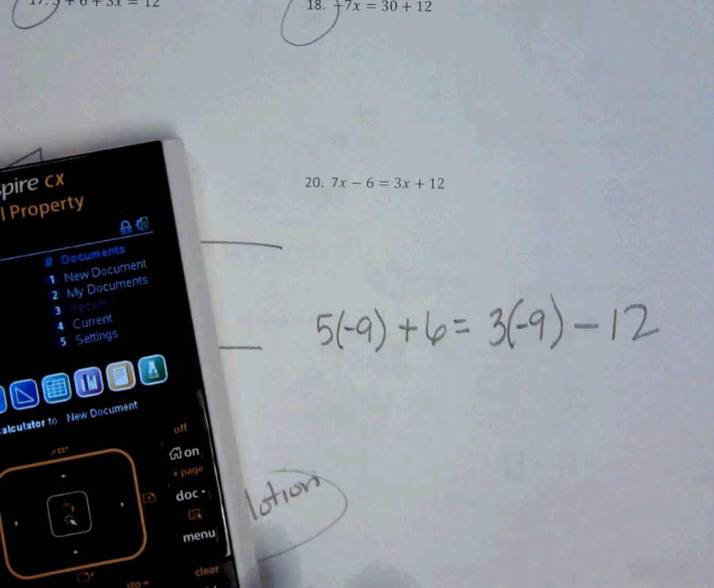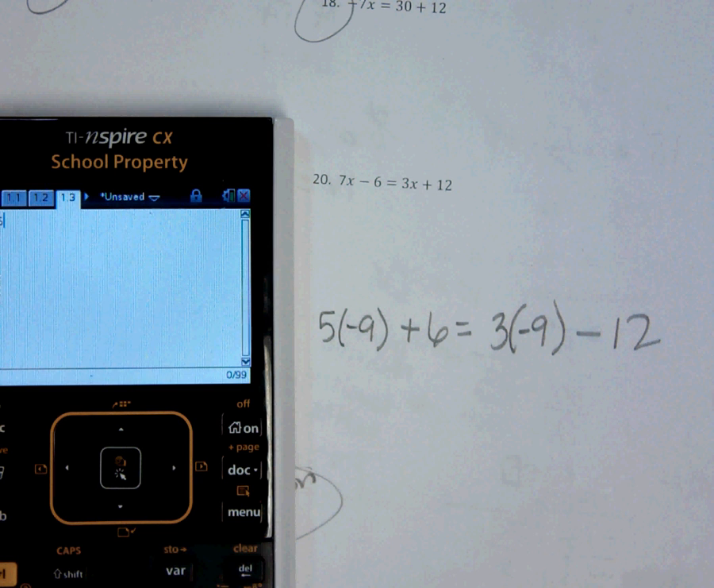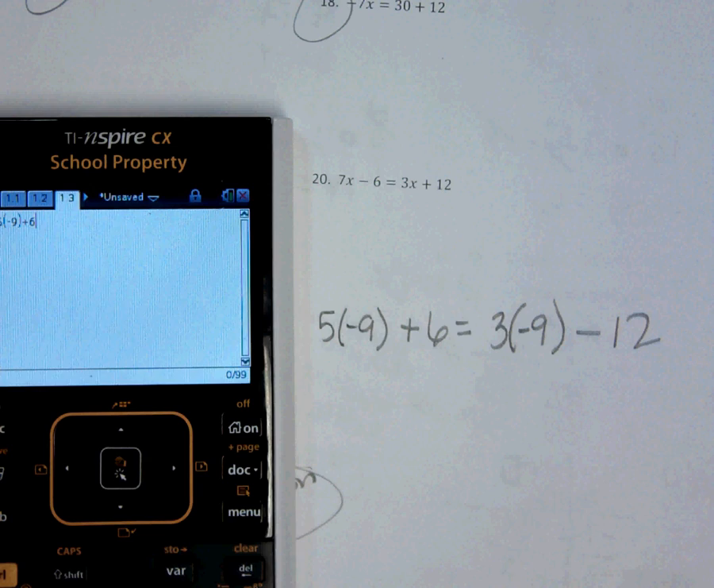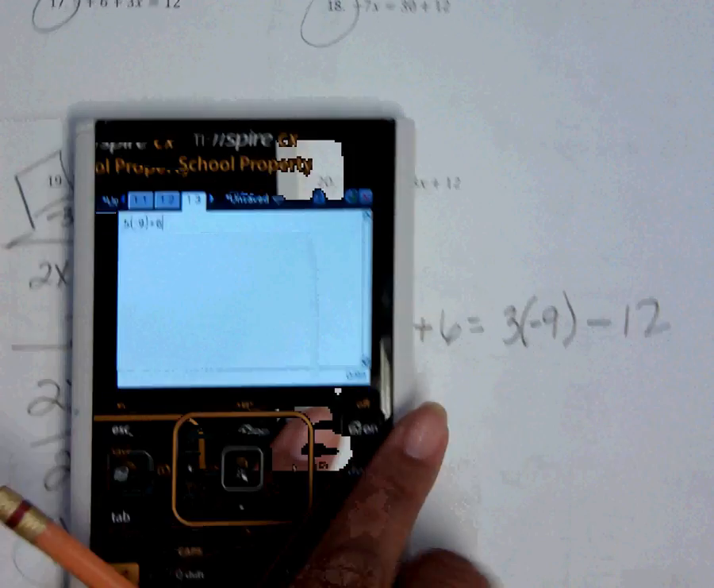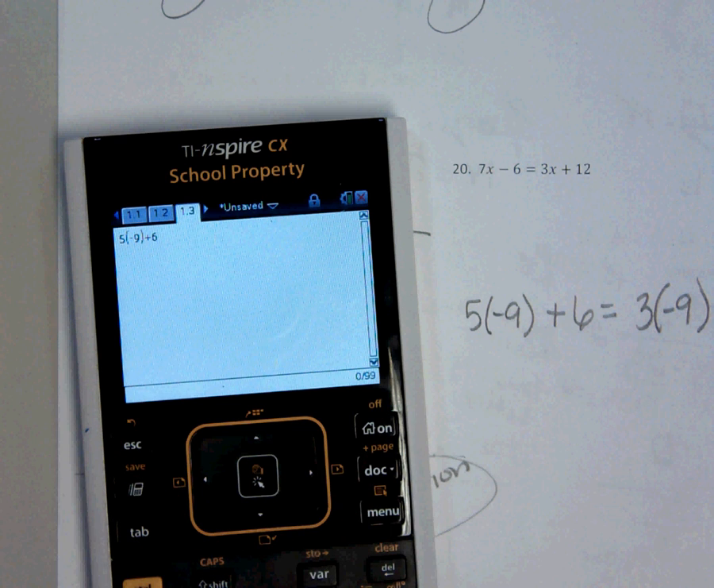I'm going to cheat. Is it okay to cheat sometimes? Yeah. Well, no. No, you should never cheat. But I am going to use a calculator as a resource. So it's okay to use resources.